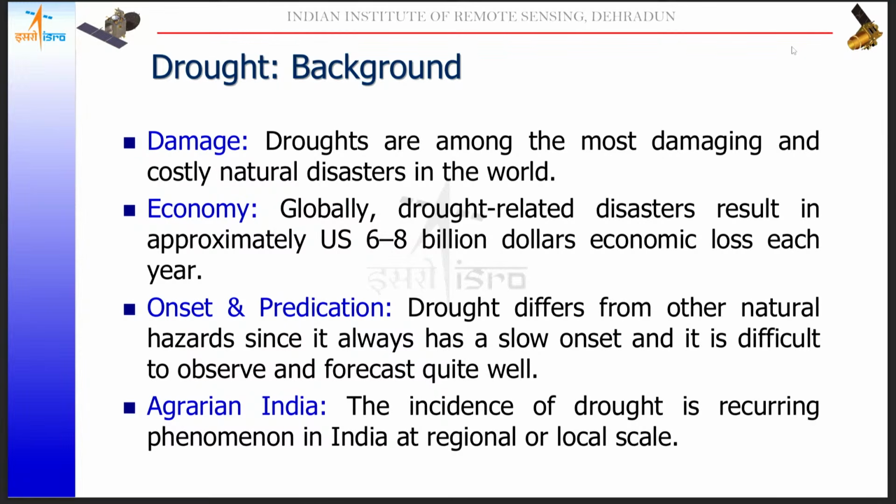So the prediction is also a complex thing which has to be done for any area specifically, because it is most difficult to observe with the naked eye and at the same time to forecast well. And when we're talking about the Indian perspective, India is an agricultural country, and the incidence of drought is a recurring phenomenon in a number of areas or regions in India, at a regional to localized scale.